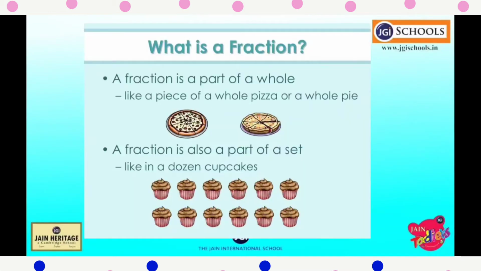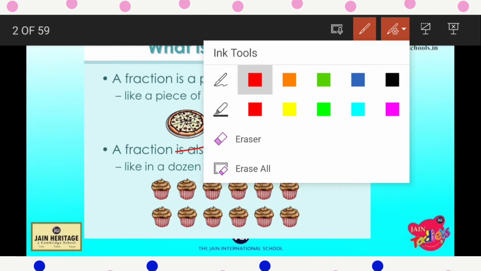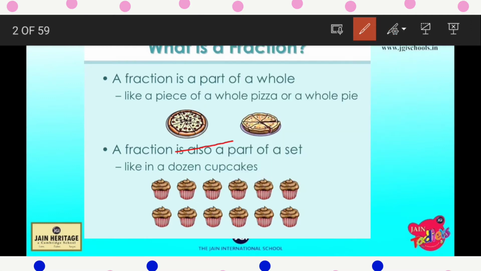Okay, so first, what is a fraction? What is the definition of a fraction? A fraction is a part of a whole, like a piece of a whole pizza or a whole pie. You can see a pizza there. Can you see that? So, this pizza has how many parts? Total 6 are there. 1, 2, 3, 4, 5, 6. No, 7, 8. Total 8 parts are there in that pizza.